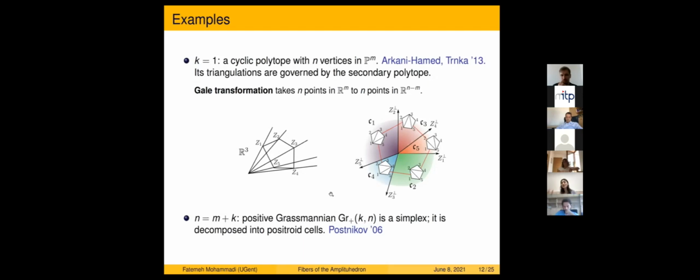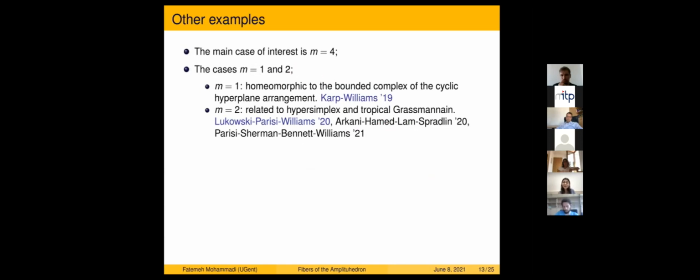Okay, and then we also saw the notion of the positive Grassmannian as another example, which comes with a natural decomposition into positroid cells. So what are the other examples that have been studied in this context? Of course, the main case of interest for physicists is the m=4 amplituhedron, but there are also cases like m=1 and m=2 that have a very nice description from a mathematical point of view.